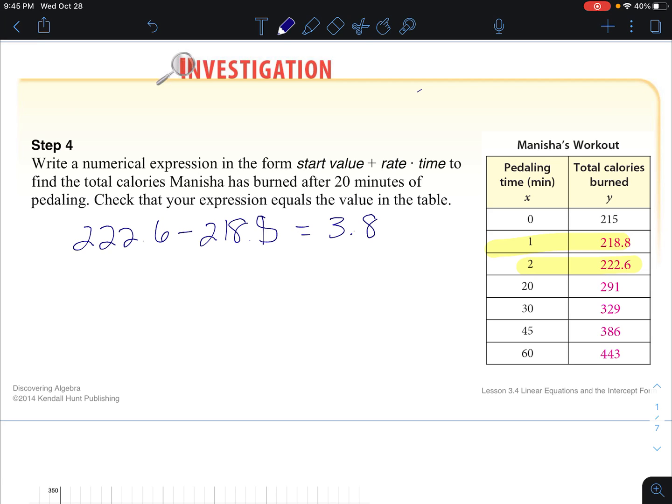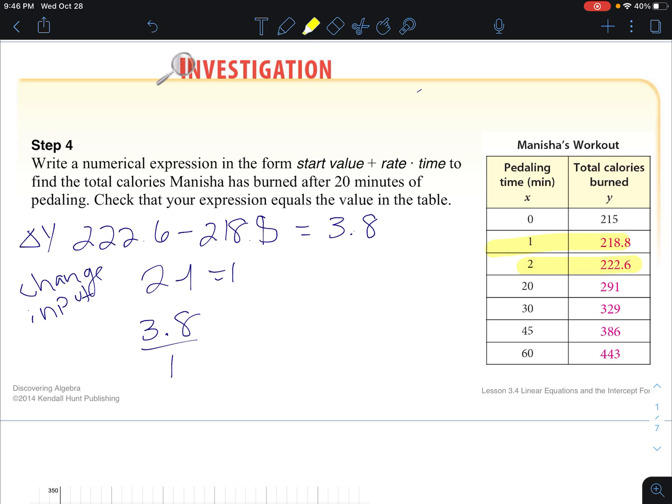And then I know, so this top one is my change in Y, or change in output, right? Sometimes you'll see math people write delta Y, that means the change in Y. So that's our change in output, and then our change in input is 2 minus 1, which is 1. And then for our rate of change, I would have 3.8 over 1, right?